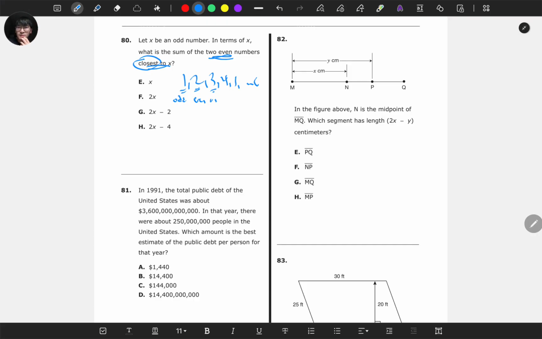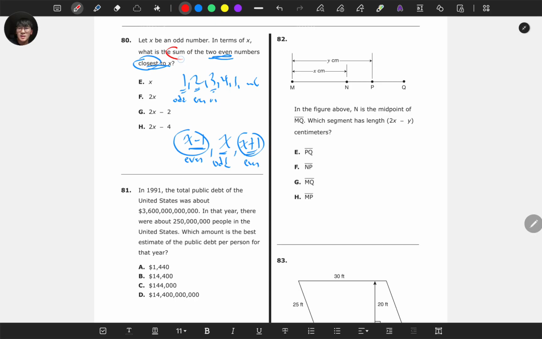Okay, so now they're saying let x be odd. We don't know exactly where in this list x appears, but if x is odd, then the closest even numbers are the ones on its left and on its right. So on the left, one less than x is x minus 1, and that's even. And its neighbor on the right is going to be x plus 1. Those are the two closest even numbers.